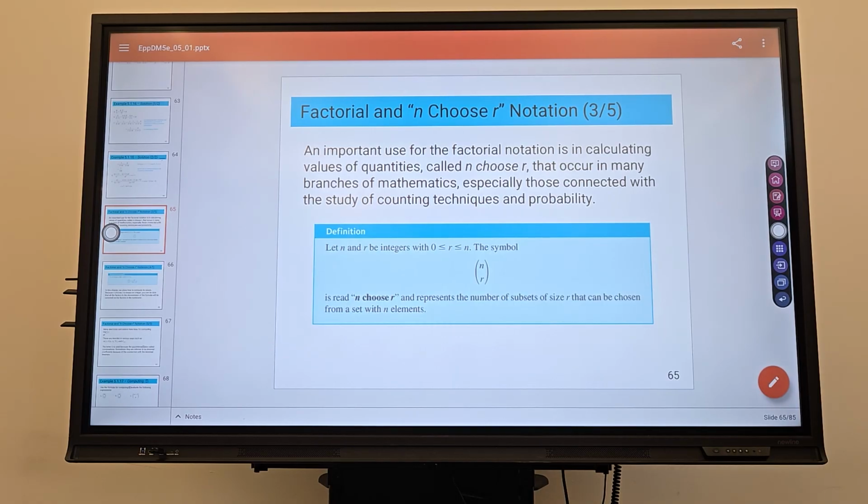An important use of the factorial notation is in the calculation of quantities called n choose r that occur in many branches of mathematics, and especially those connected with the study of counting techniques and probability. Let n and r be integers, with r being less than or equal to n, but greater than or equal to 0. N choose r represents the number of subsets of size r that can be chosen from a set with n elements.